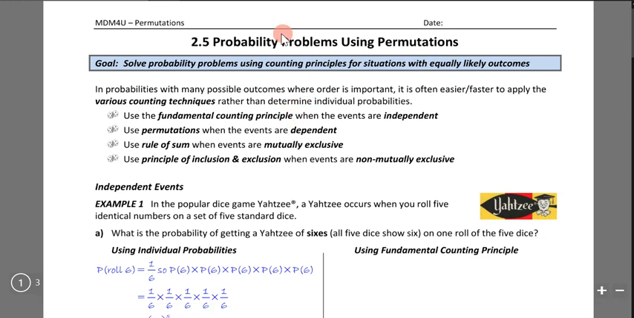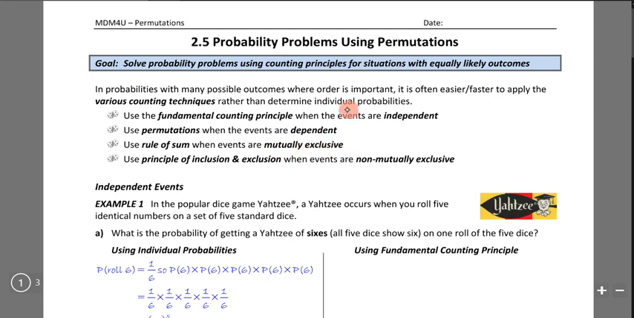Just reading this first part here, in probabilities with many possible outcomes where order is important, it is often easier or faster to apply the counting techniques we've been learning rather than determine individual probabilities. As a reminder, we can use the fundamental counting principle when the events are independent. We can use permutations when the events are dependent. And we can use the rule of sum when events are mutually exclusive.